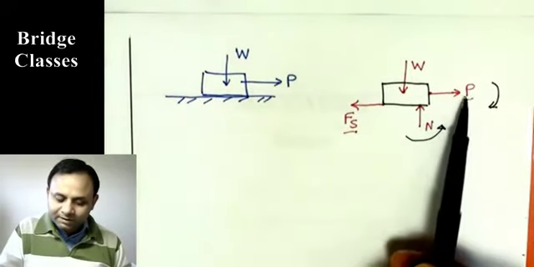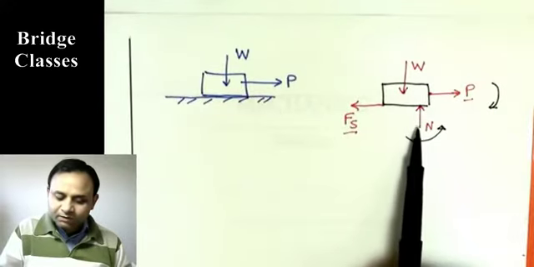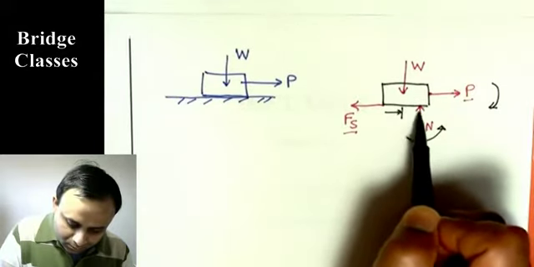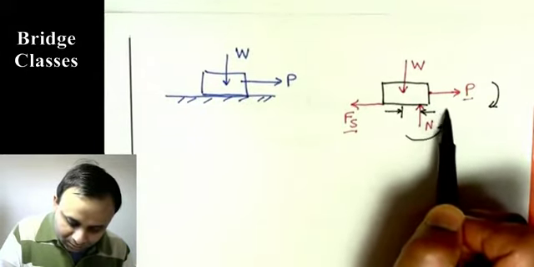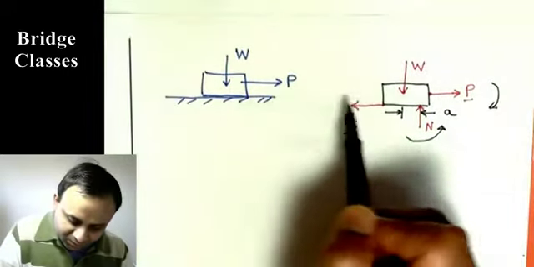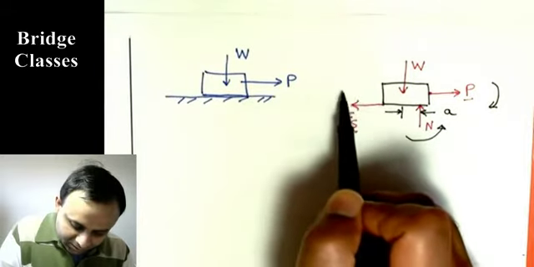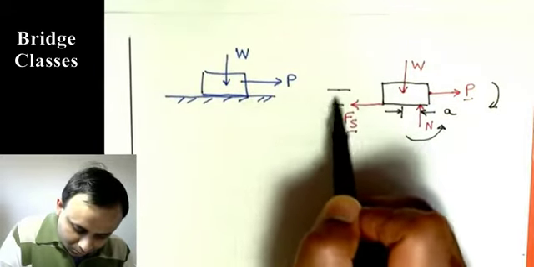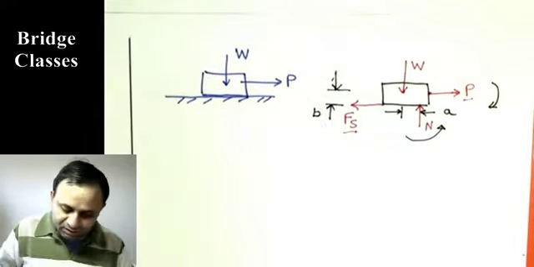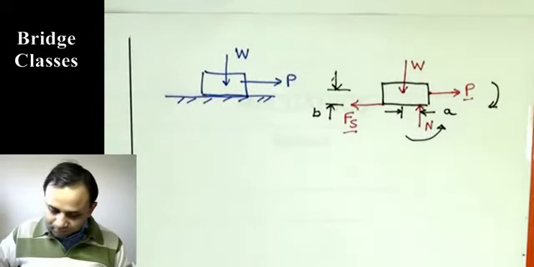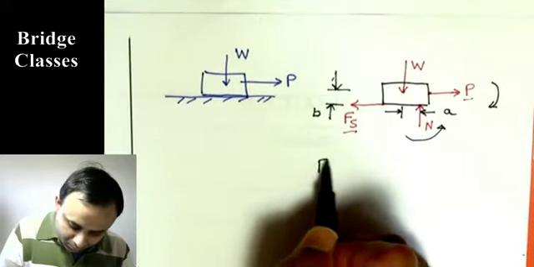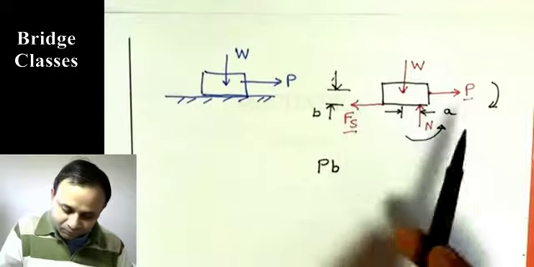So we were doing force balance, P equals Fs, W equals N. Now looking at this from moment point of view, if this distance is, let us call this A, and this vertical distance between P and Fs is B, then moment balance requires this PB, that is moment of these two forces, equals WA.